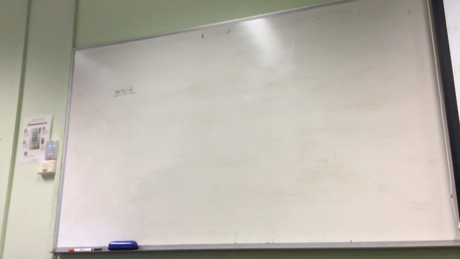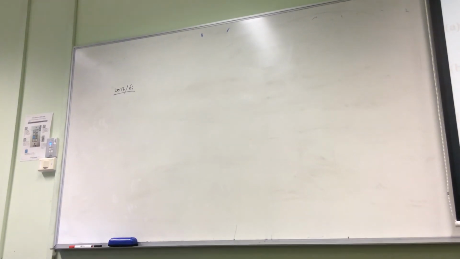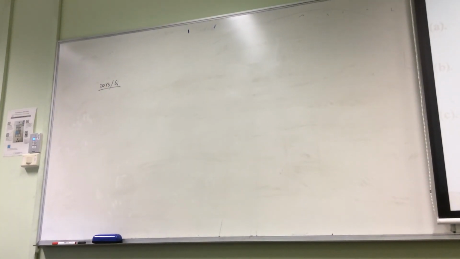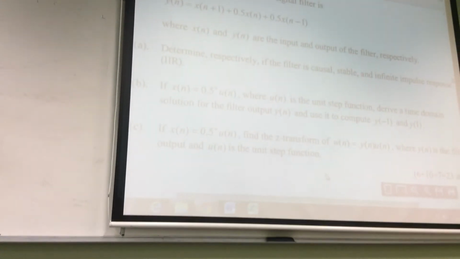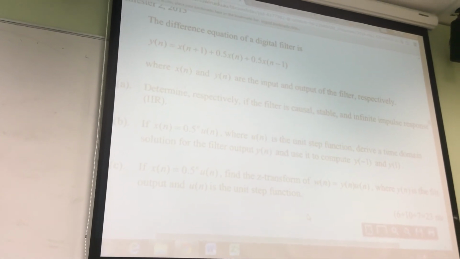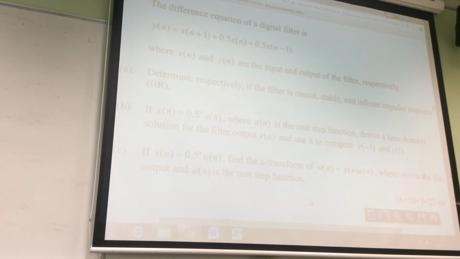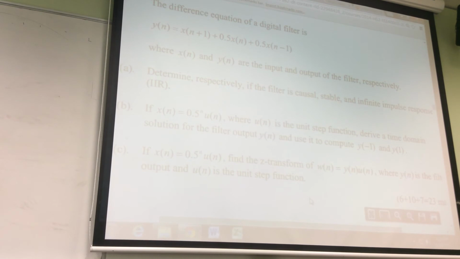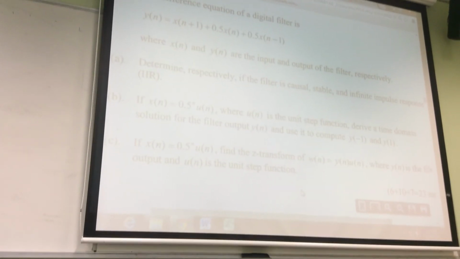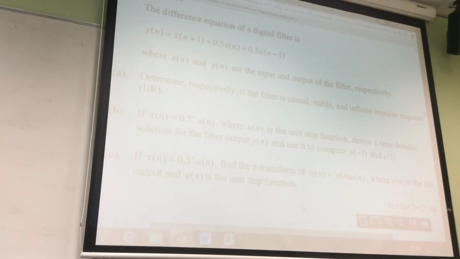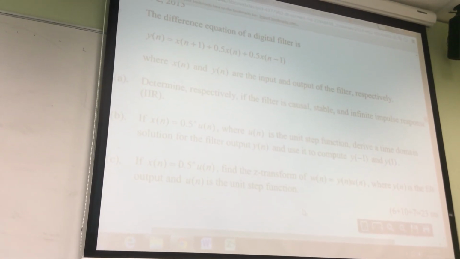They give you a different question already. Easy. Is that infinite or finite impulse response? Infinite. This equation, this one, is infinite. This is the trick to do it: FIR or IIR.